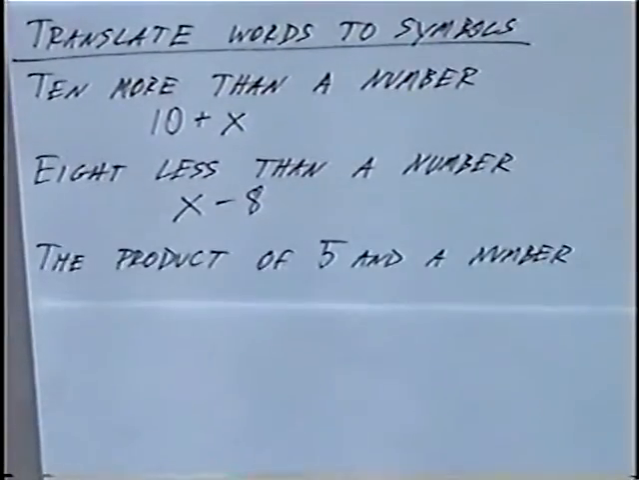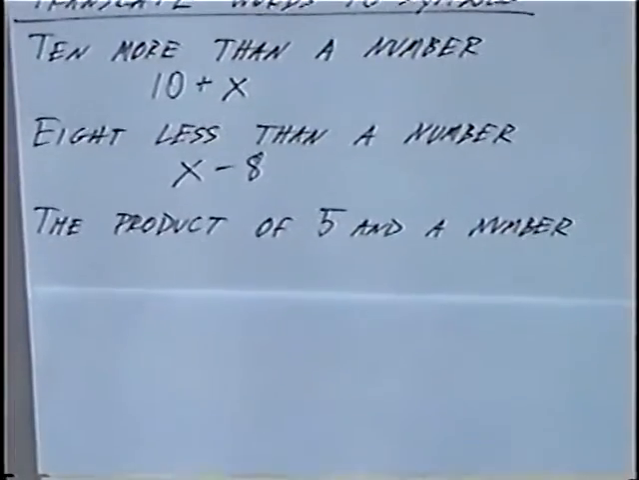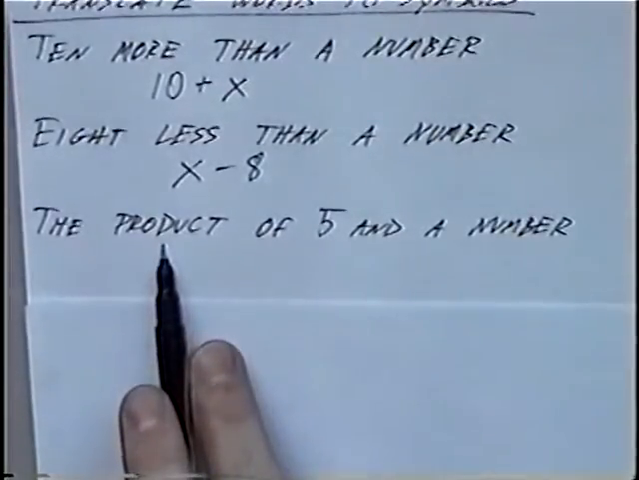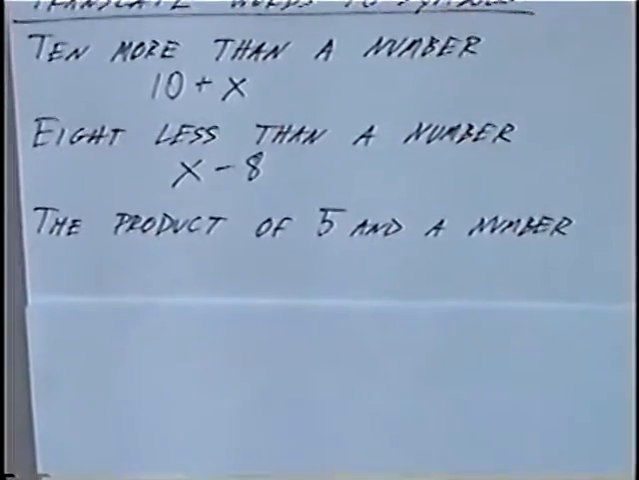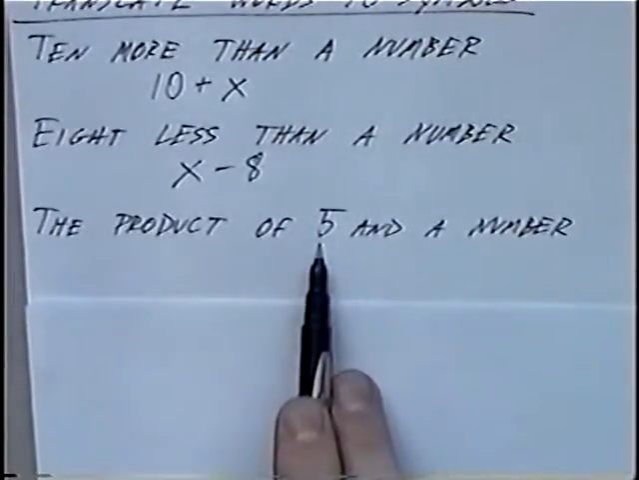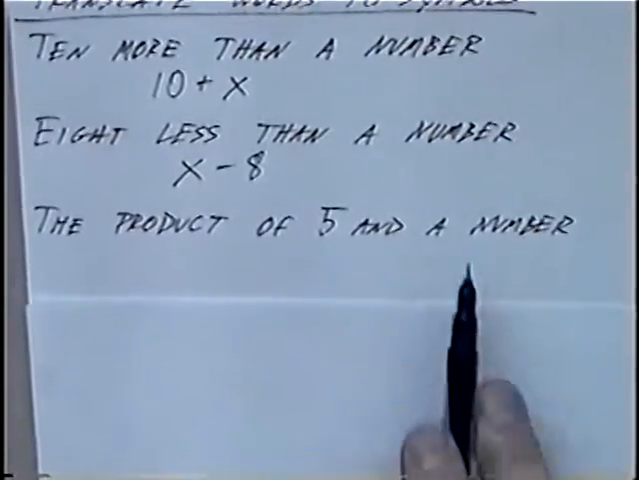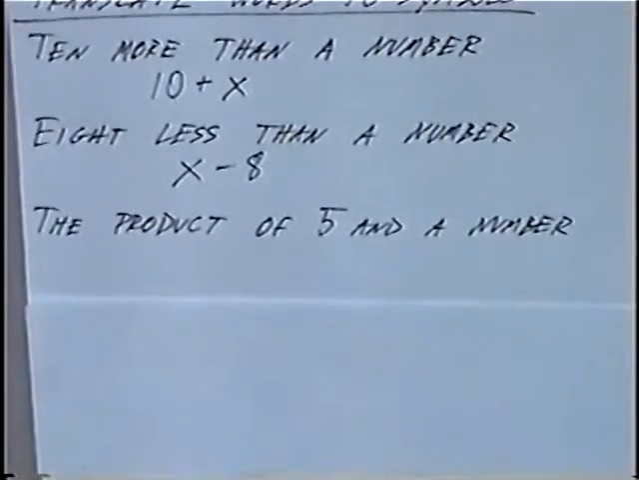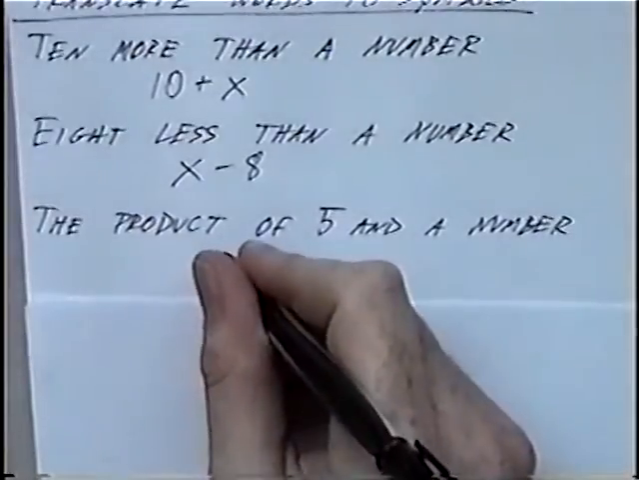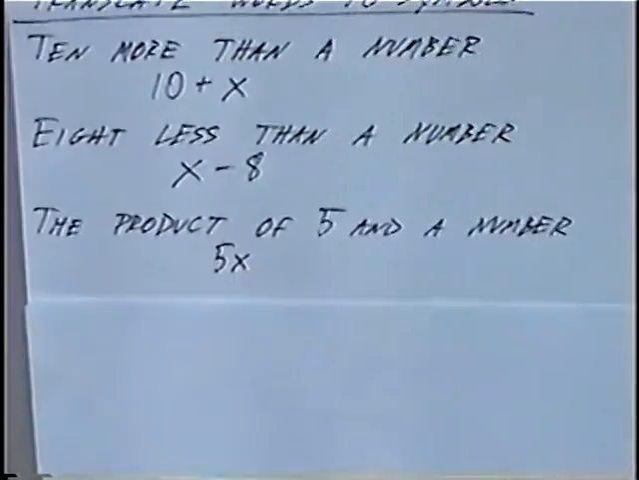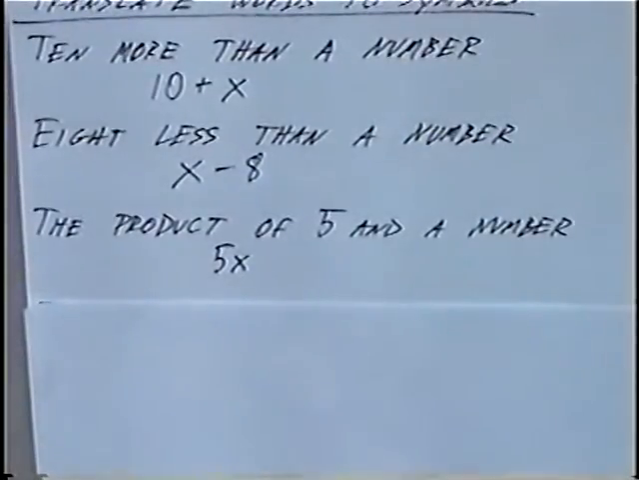Next question for this section. The product of 5 and a number. The word product in math means to multiply. So this question will multiply the number 5 and a number which we do not know, but again we can use a variable x to represent that. So the multiplication of 5 times x can just be written as 5x.